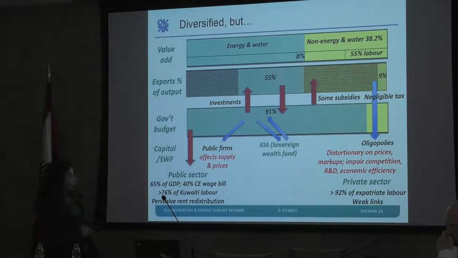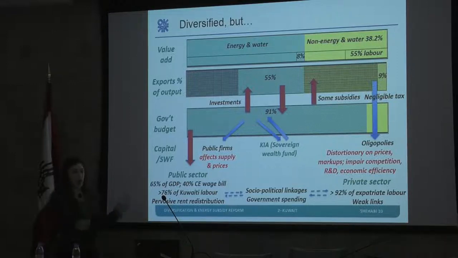The public firms are also a problem because that means the government is heavily involved, a case in which the public sector is affecting both supply and prices in the market. And then you also have linkages between the public sector and the private sector through what I call socio-political linkages. So you have the business elite and the government basically communicating. And what that also means is that when they have heavy government spending, it can actually impact the outcome of industries. So it basically can affect diversification, right?